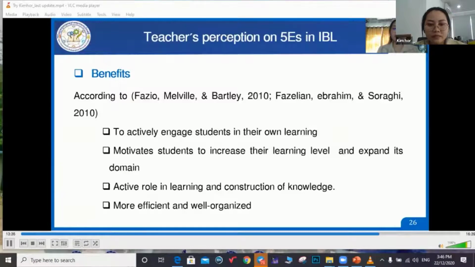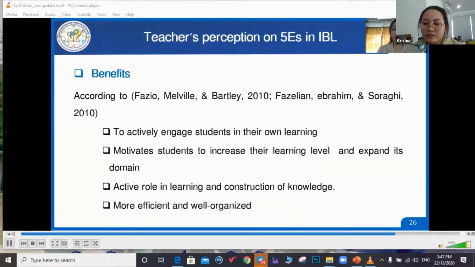The benefit is to actively engage students in their own learning. When they learn something by themselves, they will have more sense of interest in the learning, and it motivates students to increase their learning level and expand its domain. When they learn and practice at the same time, their knowledge will be higher than before. It might go to the higher order thinking skills in Bloom's taxonomy, where students can analyze or create something new by themselves.